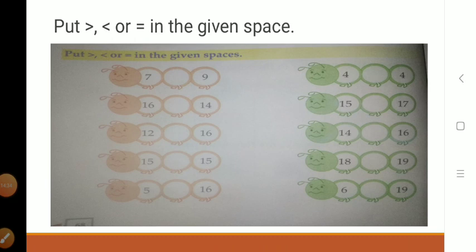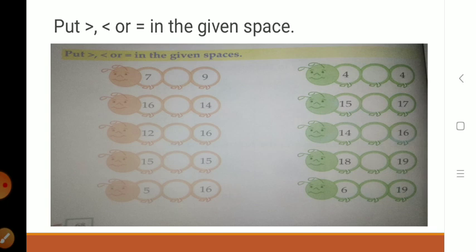On the same page there is an exercise given, page number 68. Put greater than, smaller than or equal to sign in the given space. So we will see the examples. You have to use these symbols in the given spaces.